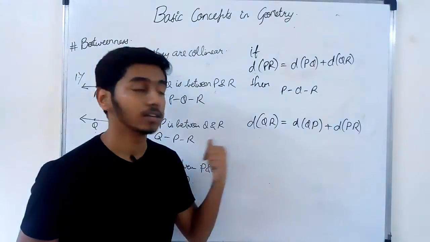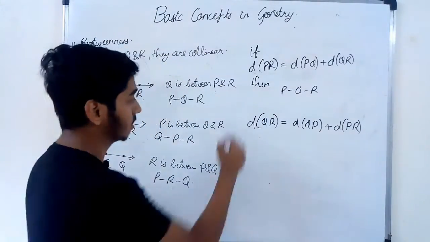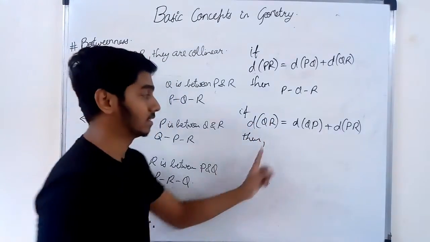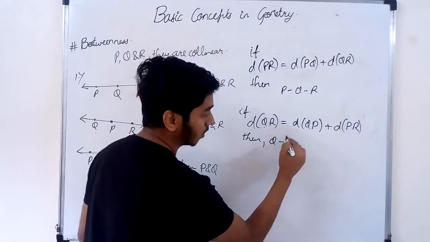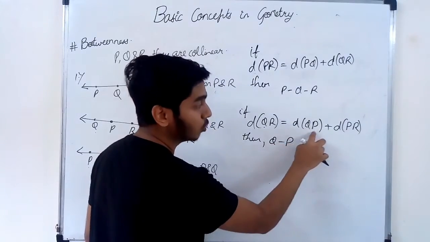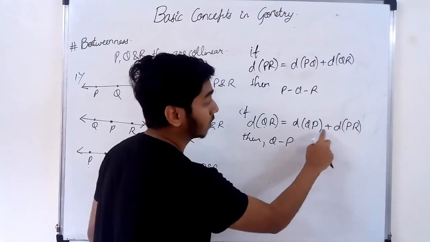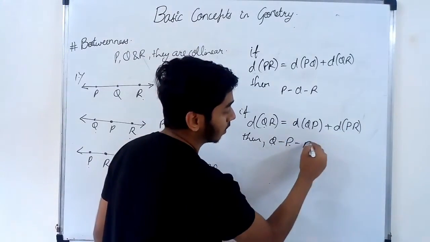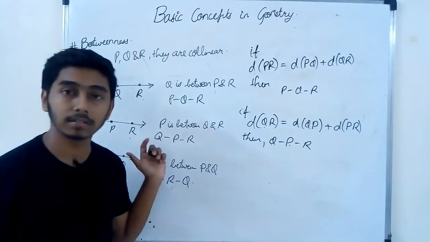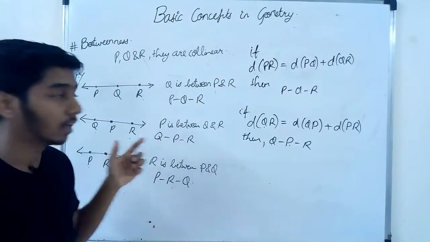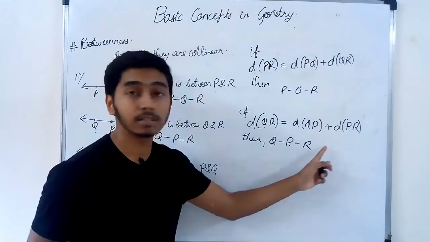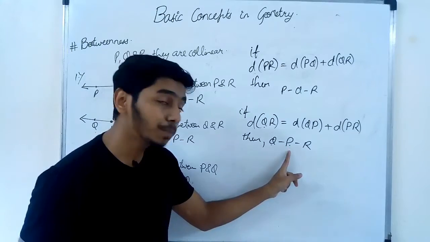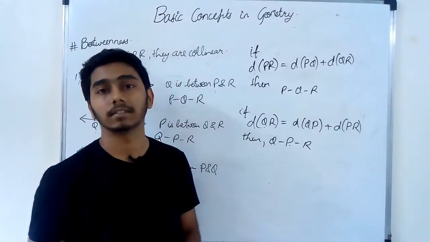So here, if this is happening, then we can say that Q, then comes P, because QP then PR, correct? QP and then PR. So we can say P is in between Q and R without looking at this. Without looking over here, by finding distance, we can find the betweenness, like for example, which point is in between which other points.